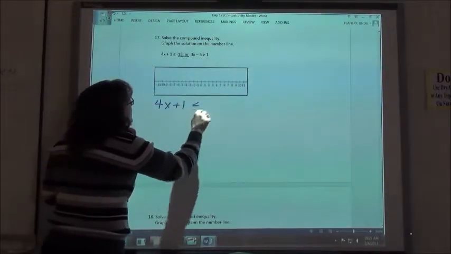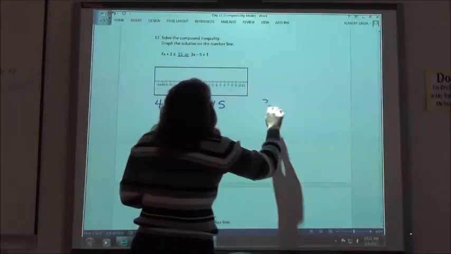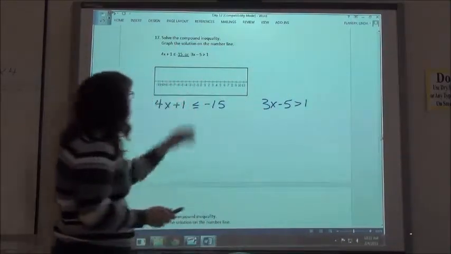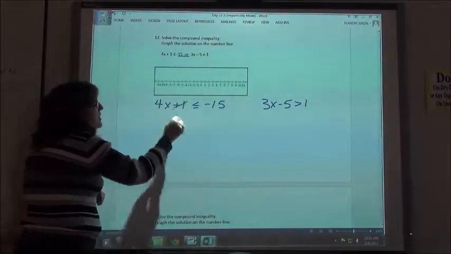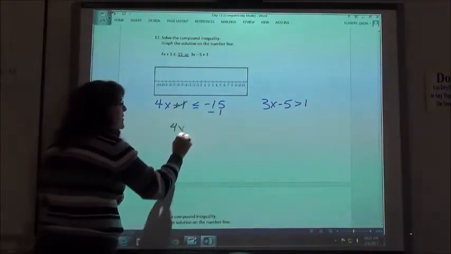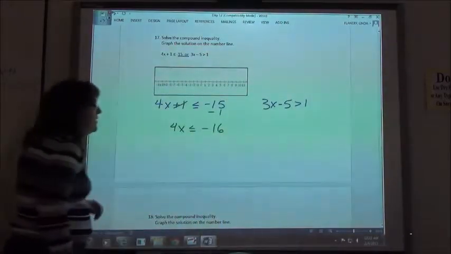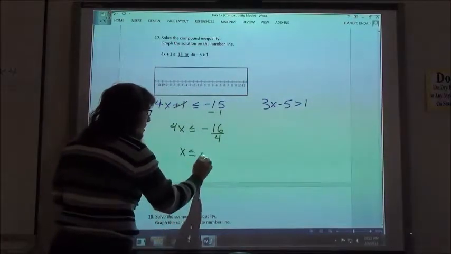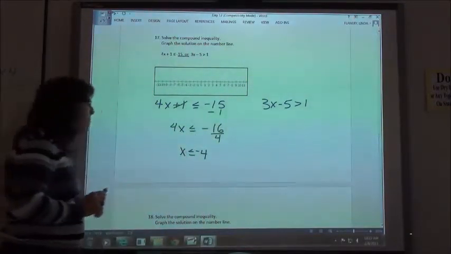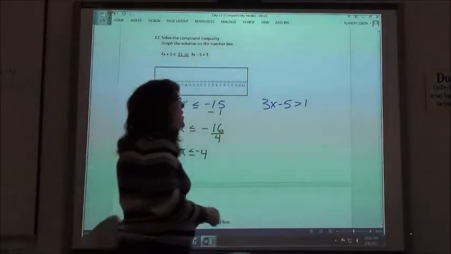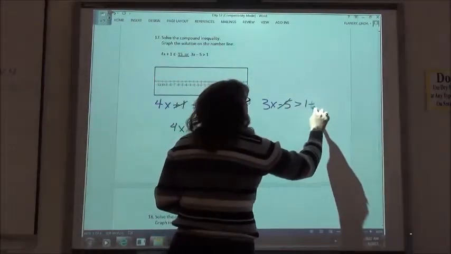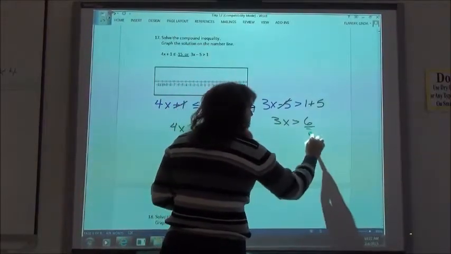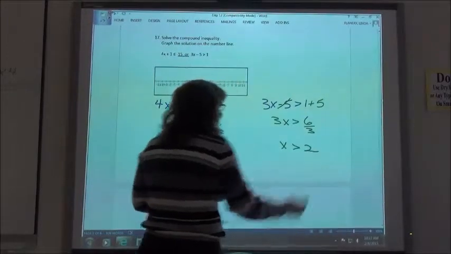4x plus 1 is less than or equal to negative 15. 3x minus 5 is greater than 1. I'm just going to solve my first one. So starting out, I've got to minus my 1. 4x is less than or equal to negative 16, and then of course divide by my 4. X is less than or equal to -4. Then I'm going to solve my other one. Got to move my 5, so I'm going to add the 5. 3x is greater than 6. Divide by my 3. X is greater than 2.